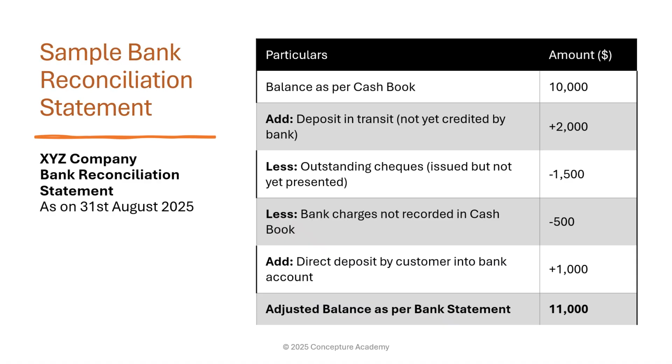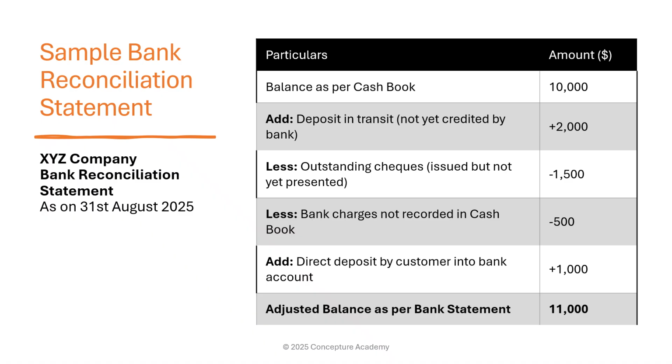In our last example, we started from the bank statement, but now we will take the balance as per cash book. Suppose there is a company, XYZ Company, and it has a balance of $10,000 in its cash book. But when we compare it with the bank statement, we see some differences. First, we notice a deposit of $2,000 made into the bank that has not been credited yet. So this will be added to our balance.